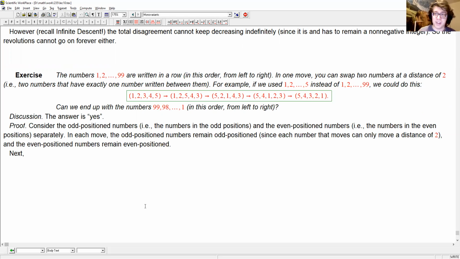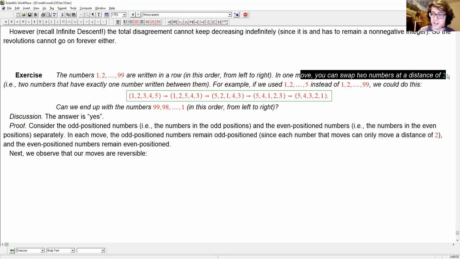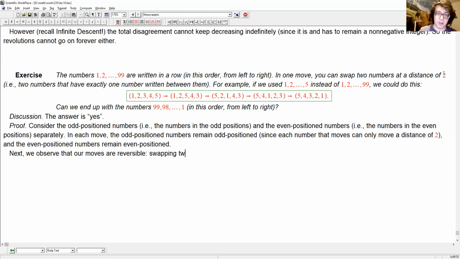Next, and this is another little trick, sometimes known as working backwards. It's useful in various situations. We observe that our moves are reversible. So what are our moves? Our moves are swapping 2 numbers at a distance of 2 apart. And if you do this once, you can do this again and you're back. So swapping 2 numbers twice is the same as doing nothing.